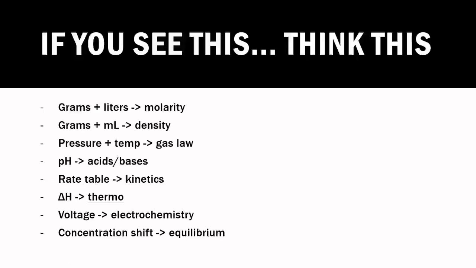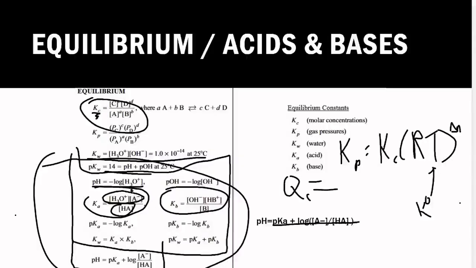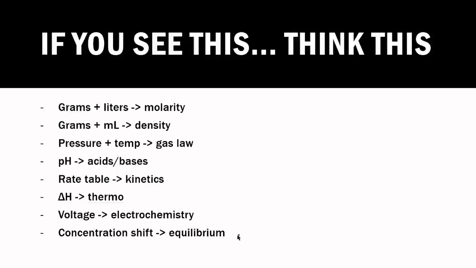And then concentration shift, it's going to be about equilibrium, which is this. Because concentration shifting probably means it's either going towards or away from equilibrium, or the equilibrium shifts, because you need to recalculate this and see which way it would go. If there's more substance added to the product side, it's probably going to shift to the reactant side in order to balance the equilibrium. So yeah, those are just 8 things where if you see this, think this.